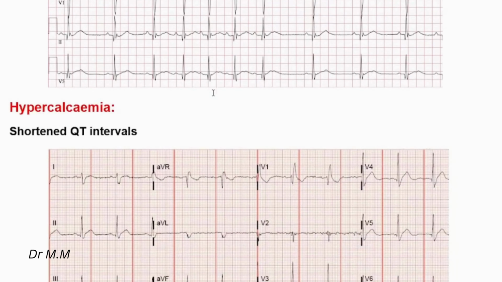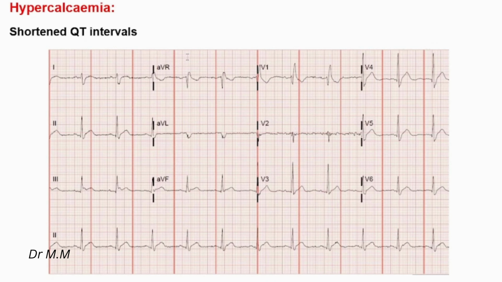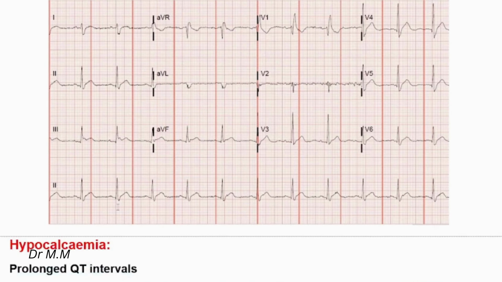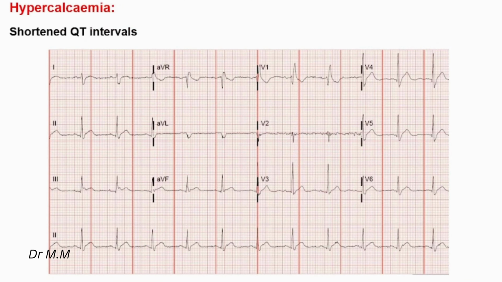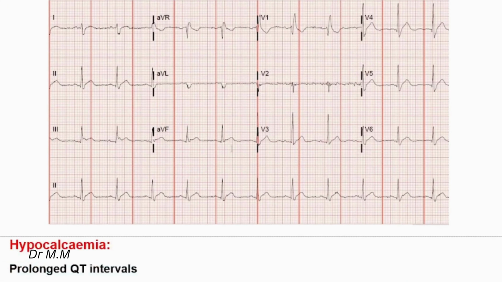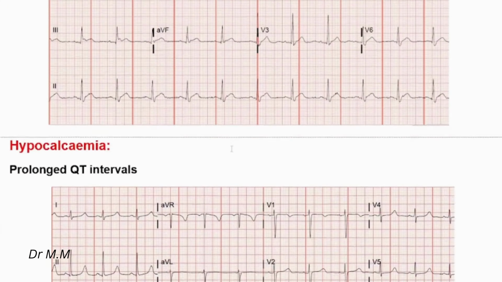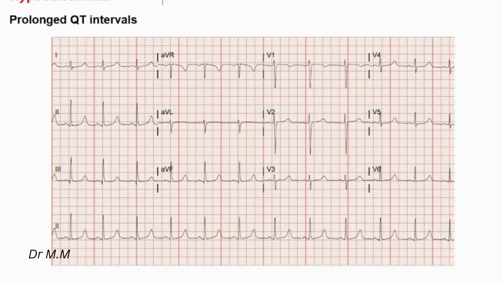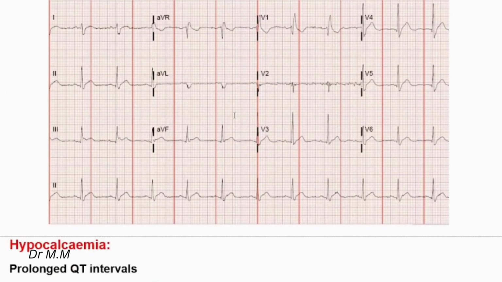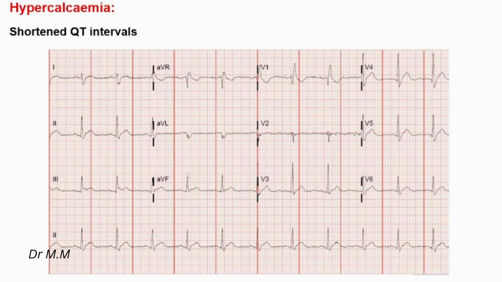Okay, hypercalcemia shows shortened QT intervals. As we can see here in hypercalcemia, we have shortened QT intervals on all of these ECG leads. In opposition, in hypocalcemia, we have prolonged QT intervals. As we said, in hypercalcemia we have shortened QT intervals.